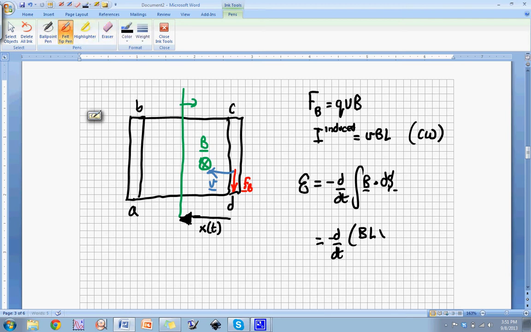As our velocity moves in this direction, this dx will shrink. So x as a function of t is such that if we take the time derivative, it'll be less than 0. So we end up with a positive BLV. And remember that we had defined our surface such that dA is parallel to B, such that our EMF is positive. When this is positive, that corresponds to a clockwise direction. So we end up with the same result in the two modes.